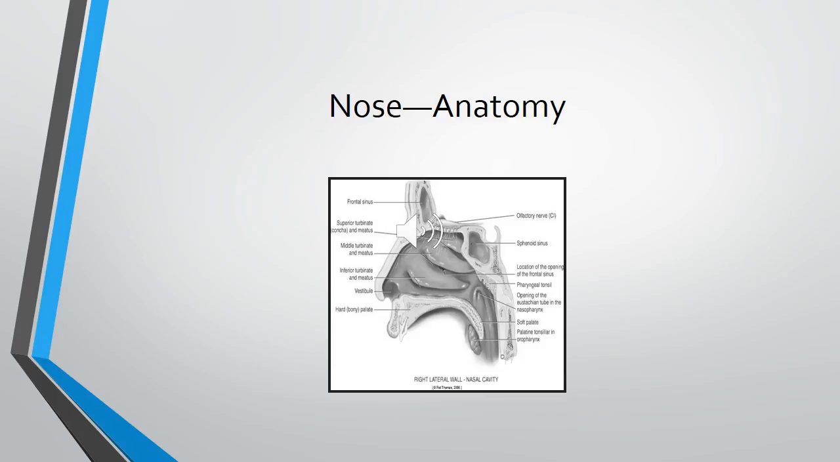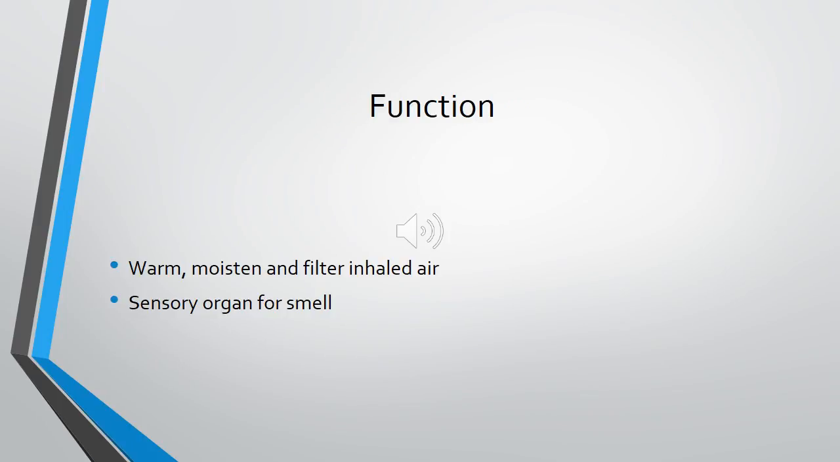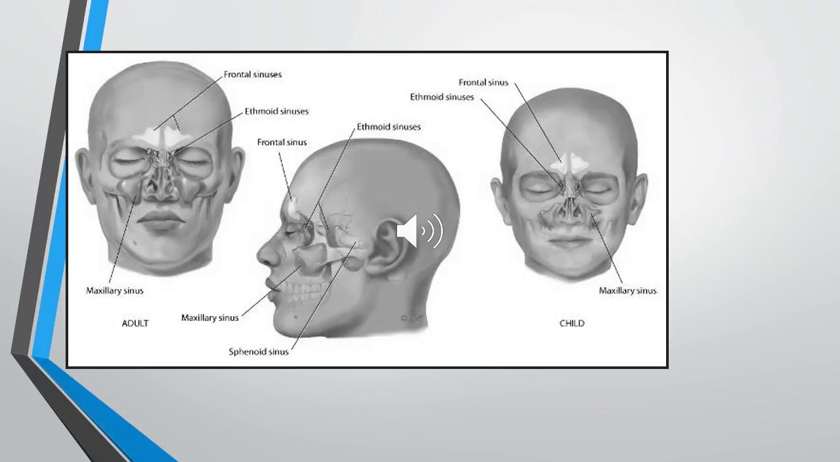So moving on to the nose, here is a picture of the anatomical structures of the nose. This picture is also in your textbook if you need to refer to it, maybe in a bigger size, because I know this picture is really little. Our nose has 2 functions: to warm, moisten, and filter the inhaled air, and it is also our sensory organ for smell. Here's a visual picture of the sinuses and where they are located within the head.